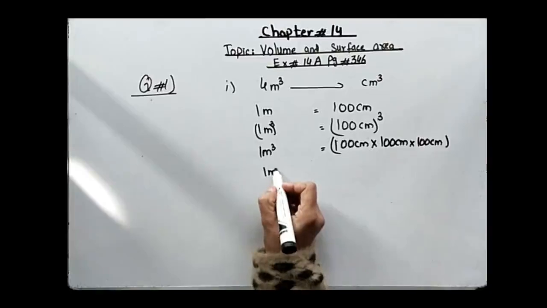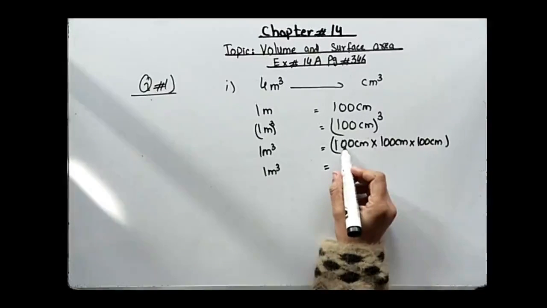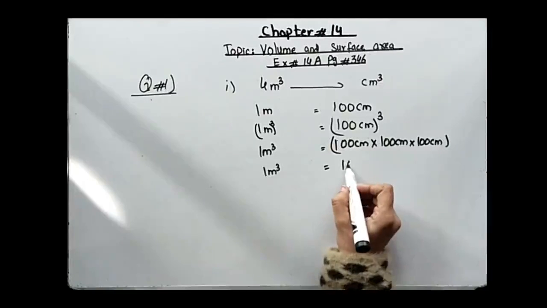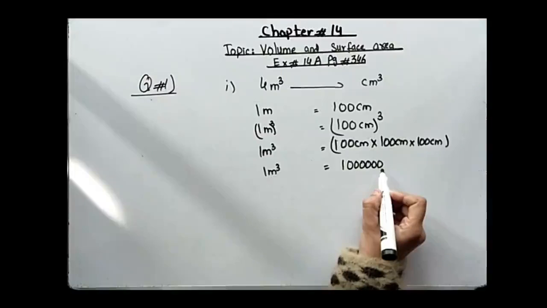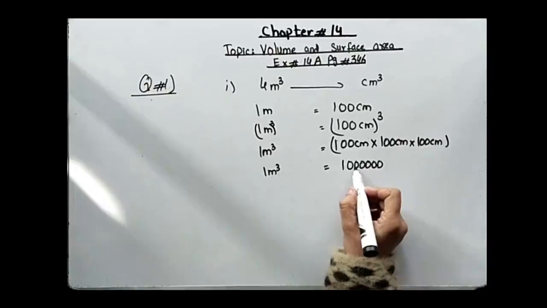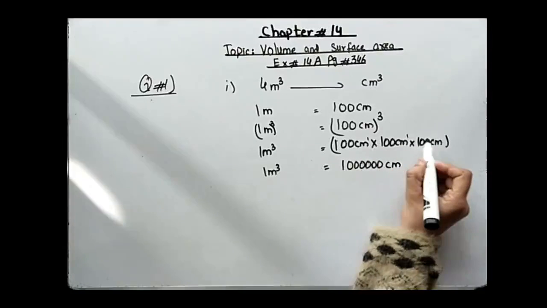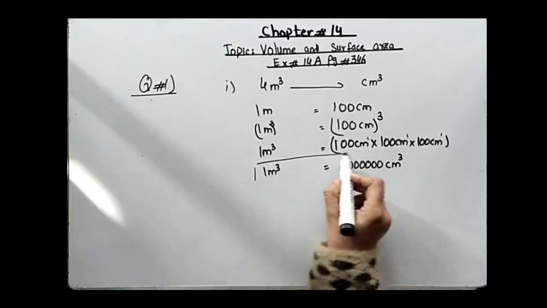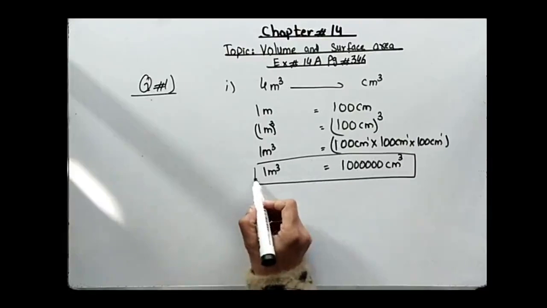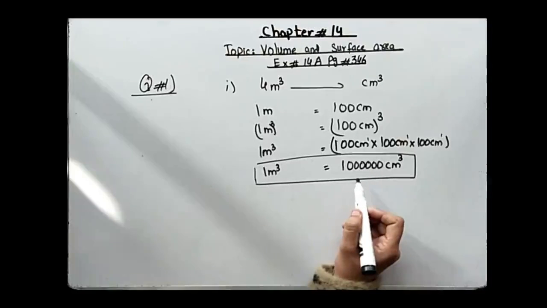So 1 meter cube will become 1 and how many zeros? 1, 2, 3, 4, 5, 6. So we will write 6 zeros. It means 10 lakh centimeter cube. So keep in mind that 1 meter cube is equal to 10 lakh centimeter cube.